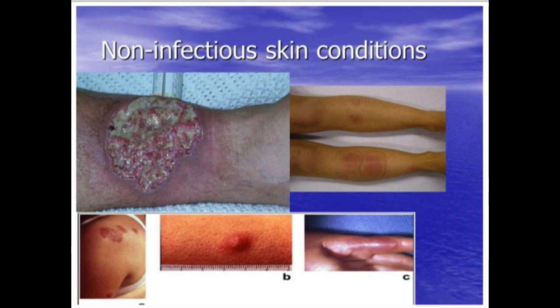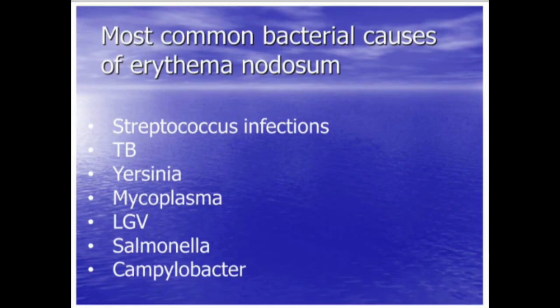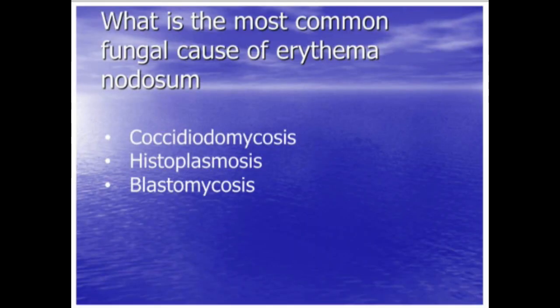They can call you to tell you that the patient has cellulitis or furuncles, and that's actually erythema nodosum. The most common associations to erythema nodosum include streptococcal infections, TB, Yersinia, Mycoplasma, lymphogranuloma venereum, Salmonella, Campylobacter. Fungal include Coccidio, Histo, and Blasto. Medications include oral contraceptives, sulfa, gold, and iodines.